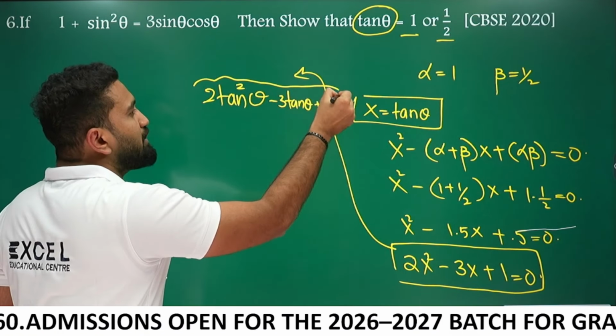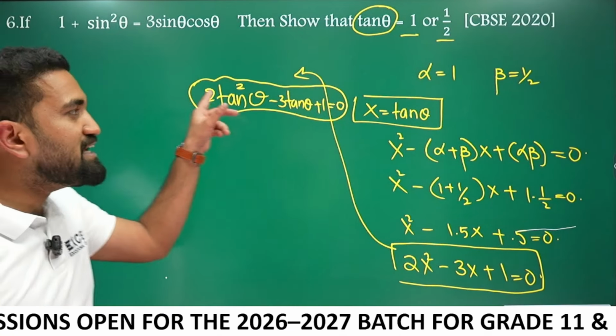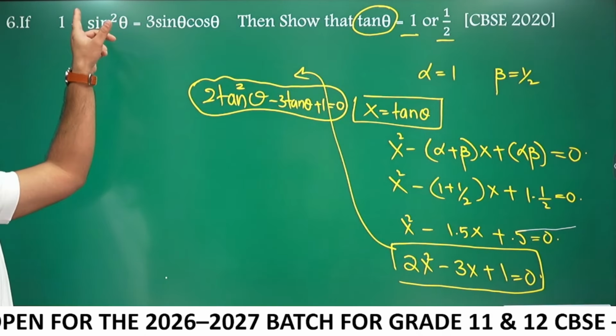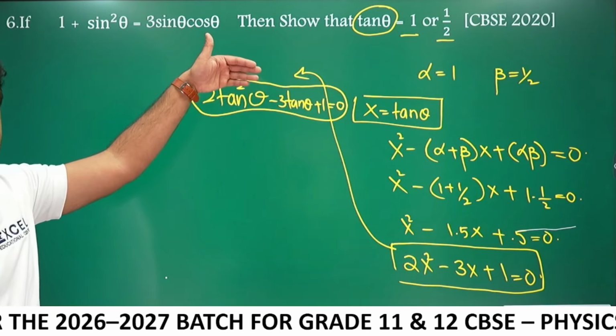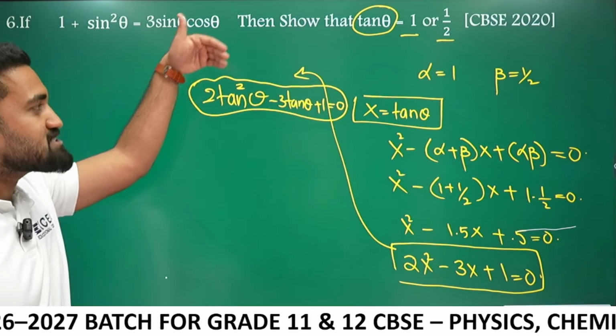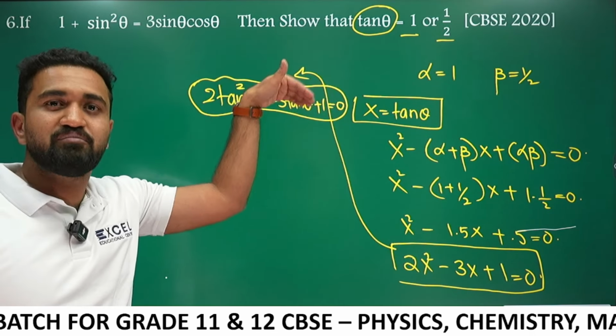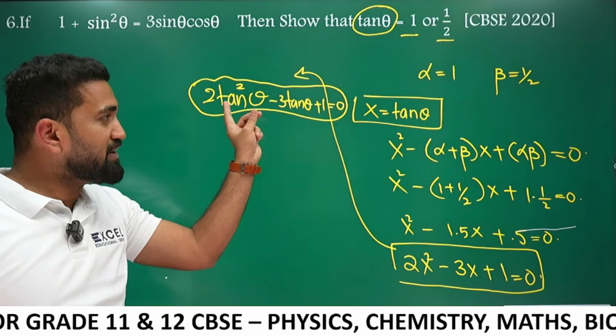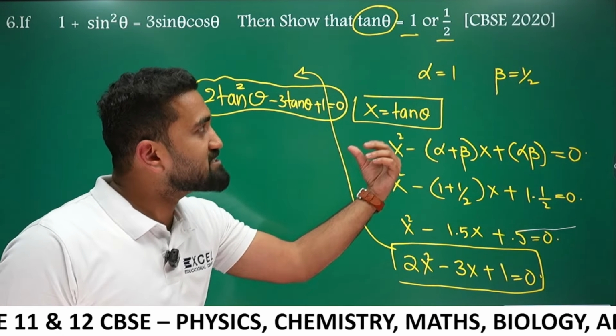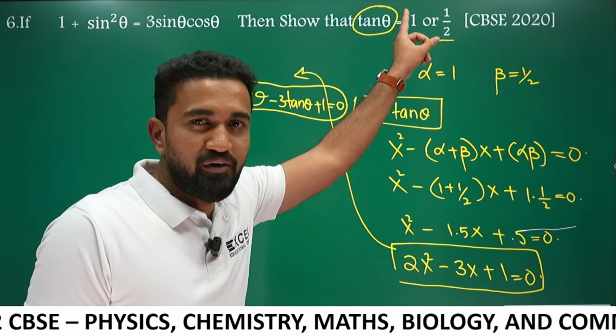Guys, if you are able to generate something of this kind from the given condition, then you can say, okay, this is a quadratic equation of the form ax square plus bx plus c, so that x equal to tan theta. Solving that, you'll be getting x is equal to, or tan theta equal to, 1 or 1 by 2.